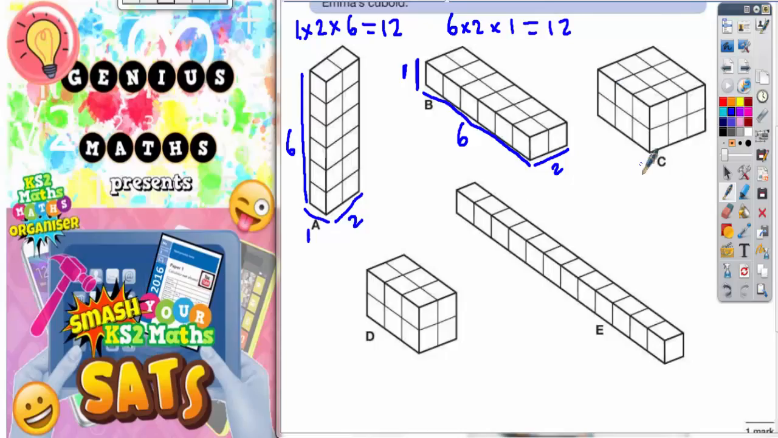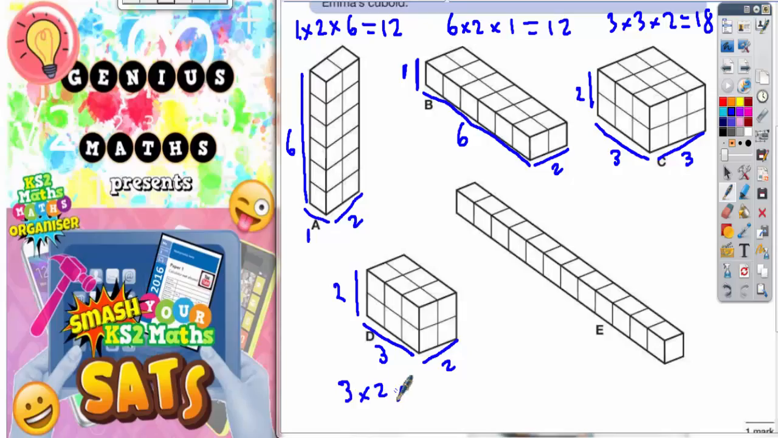Now let's do C. We already know that C is the answer that's not 12, but let's have a look why. So down this measurement is 3 squares, across this measurement is also 3 squares, and the height is 2 squares. So this time we've got 3 times 3 times 2. 3 times 3 is 9, 9 times 2 is 18. On D we've got down that measurement is 3, across that measurement is 2, and up the height is also 2. So 3 times 2 times 2. 3 times 2 is 6, and 6 times 2 is 12.